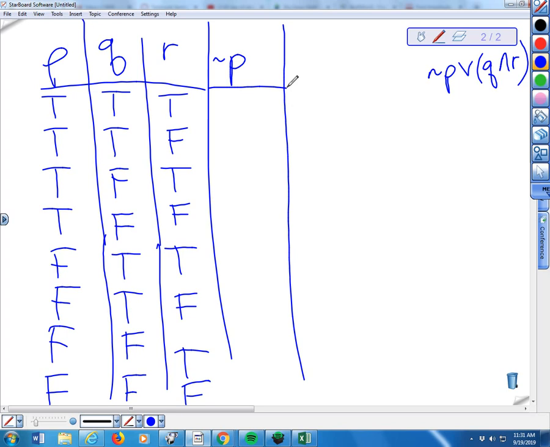And how would I fill in that column? Aiden? 4 falses, 4 truths. Yeah, do you see the 4 truths here? And if it's not P, it's going to be the opposite. What else do I need? Well, I think I need Q and R.